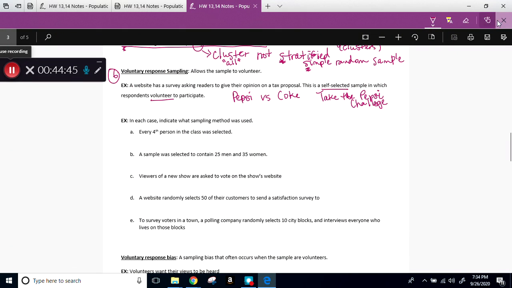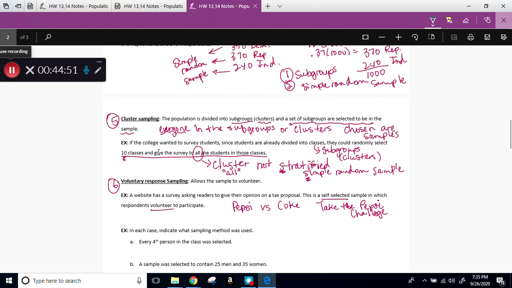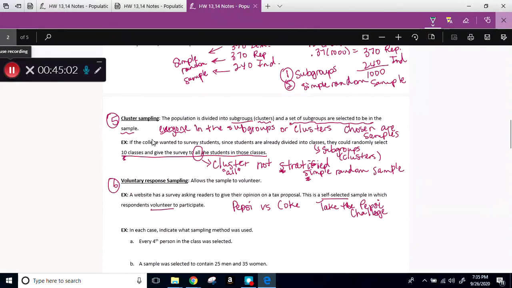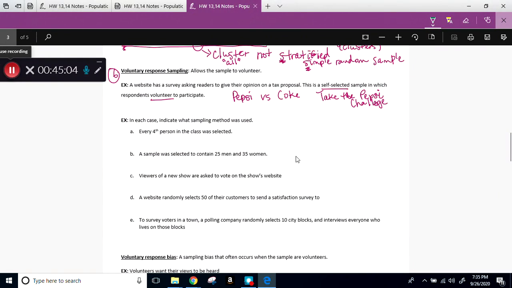Every 4th person in the class was selected. So you can go back up here and look. That was one of the first ones we talked about, wasn't it? Think about it like this. Okay, there's a system involved. Every 10th one or every 100th one, every fourth person, that's systematic.